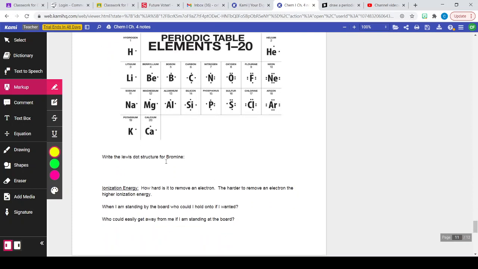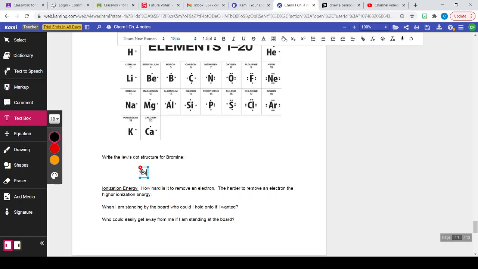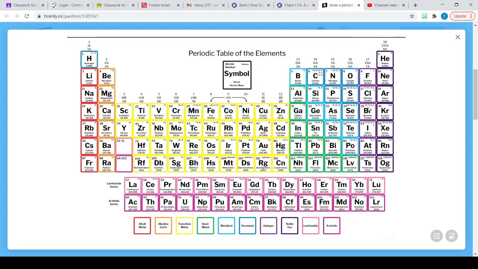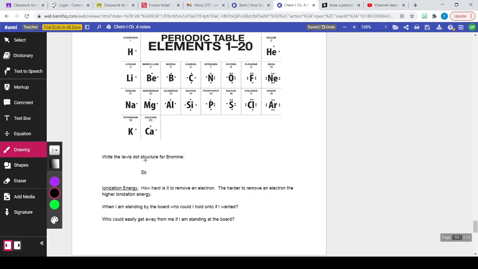So we're going to write the Lewis dot structure for bromine. So I'm going to do a text box. I'm going to go ahead and put Br. And then I'm going to put my dots around it. Let me make the dots a little bit smaller here. Alright, so for bromine, if you look at this periodic table, it has 7 valence electrons. So I'm going to put dots around it, but I'm going to go 1, 2, 3, 4. Now I'm going to go back and pair up. 5, 6, 7. Alright, so that is my Lewis structure for bromine.